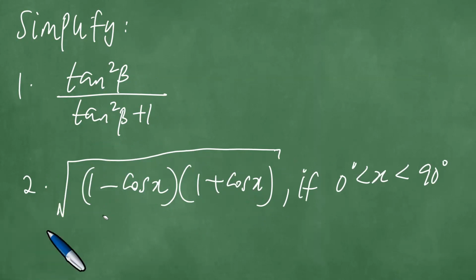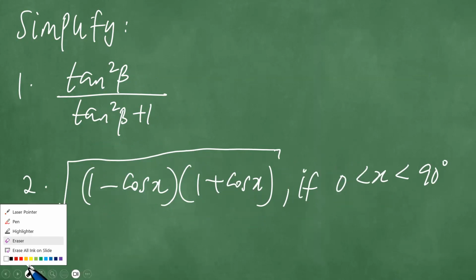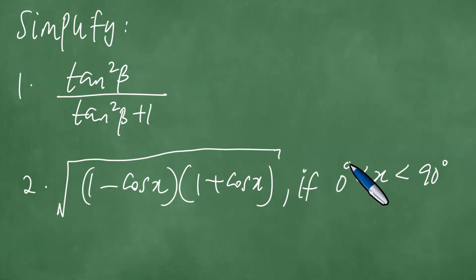Okay, let's look at this. How do we simplify the first one, number one? Anyone? Tan squared beta over tan squared beta plus 1. How do we simplify this? How? Where do we start? What do we do first? What is the first step?